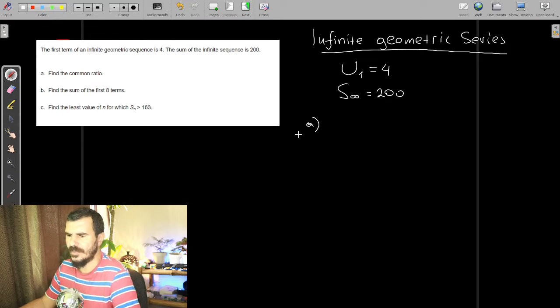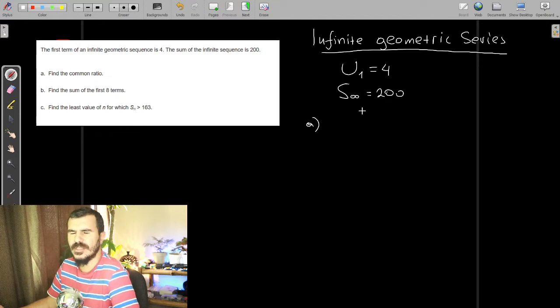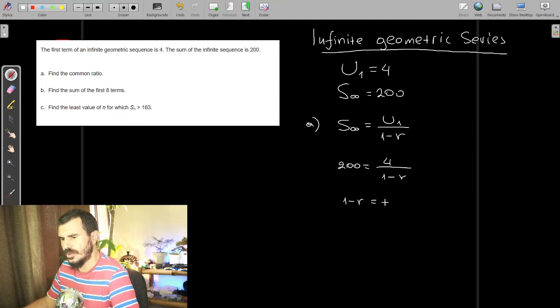Now, since I see that the sum of the infinite sequence is given, I have to write down the formula of the infinite sum, which is in the formula booklet. The sum of infinite terms is u1 over 1 minus r. So now I will substitute. 200 is 4 over 1 minus r.